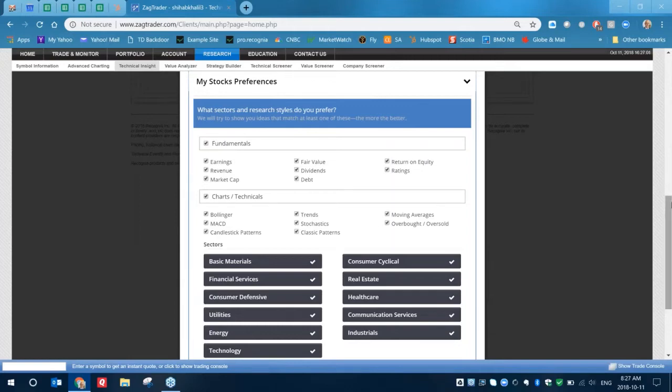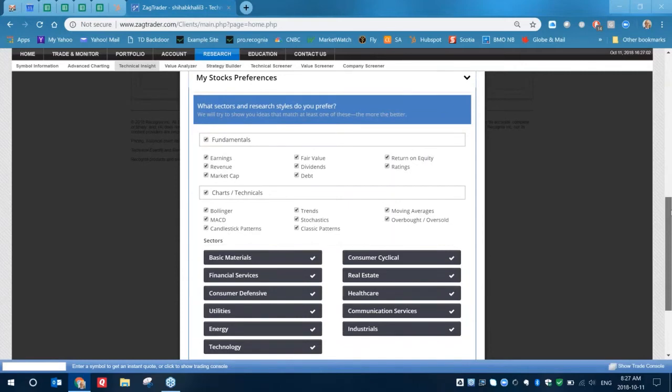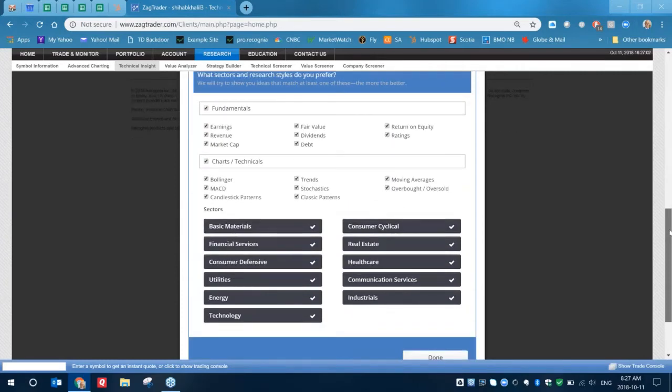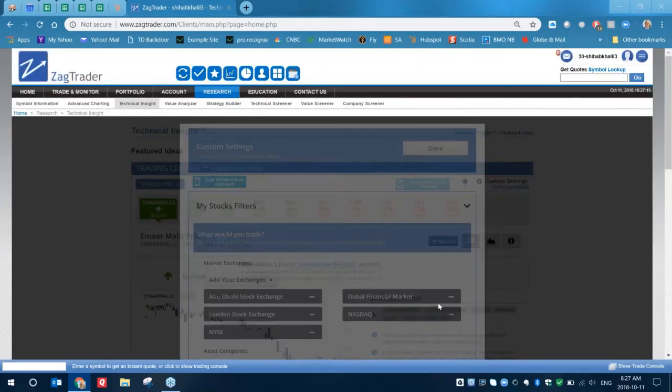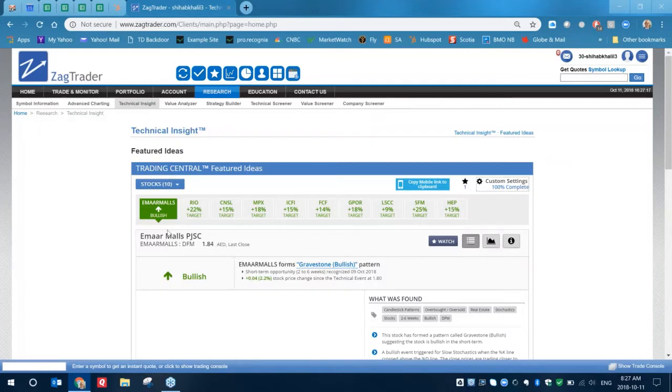And we can also say what sectors of the market we care about. So here's the 11 sectors of the market, and we can say we either like them all, or maybe I don't really like utilities right now, and I don't like healthcare, let's say. So those ones I don't want to include in my featured ideas. So I can select those, and then you'll see we'll recustomize the featured ideas ribbon to give you ideas based on what you've told us in the custom settings.